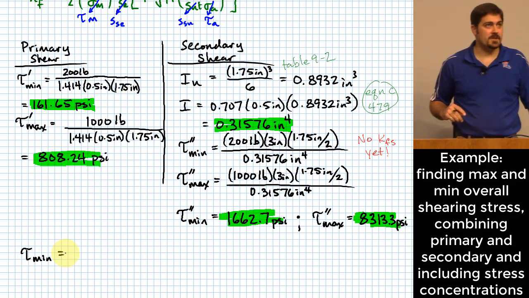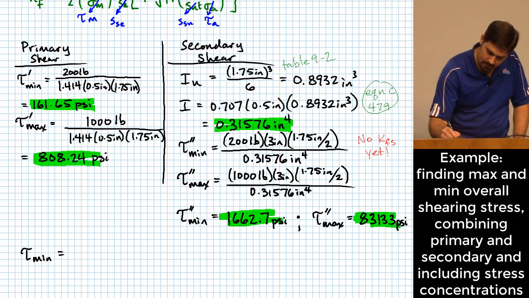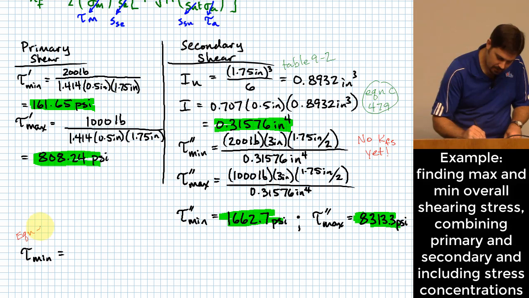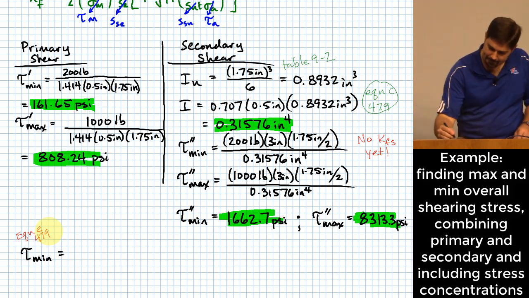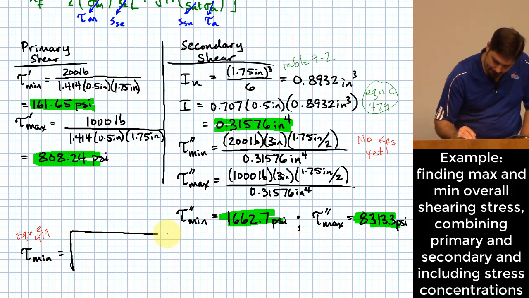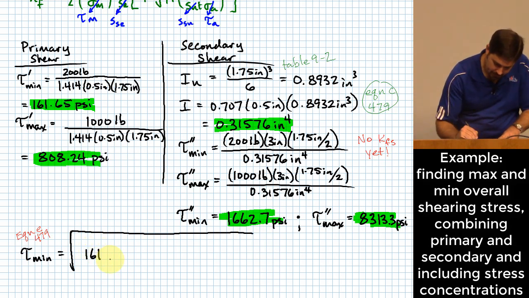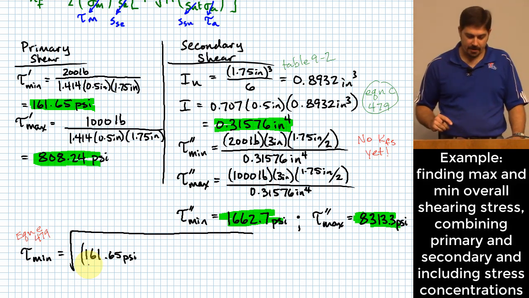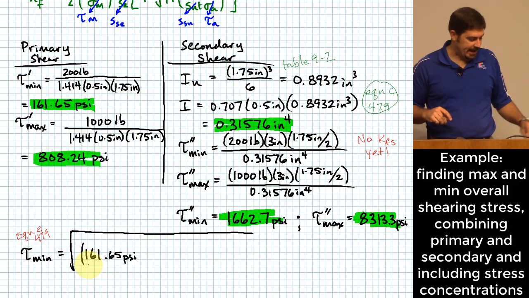Okay, and for these bending cases, what's the equation we use? All right, we were going to use the square root of the sum of the squares. This is based on equation E on page 479. So we're going to take our minimum stress that we have here, 161.65 psi, and before we square it, we're going to multiply this by our stress concentration factor that is most appropriate for the type of stress that we see for that primary shear. Where do we get that?